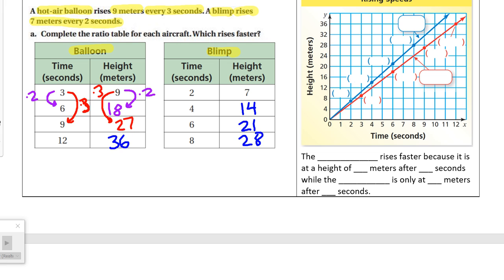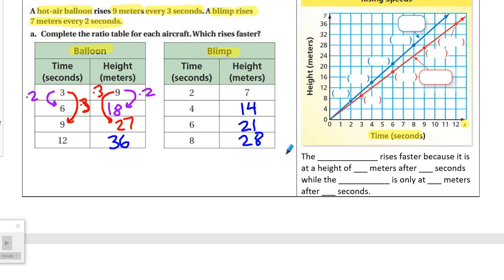Now, notice how they've set this up. They have time on the x-axis. So this is time going by. 0 seconds, 1, 2, 3. Time is going by, right? Ticking by. And as it ticks by, the height of the balloon and the blimp are increasing, and that's why you have these two lines.